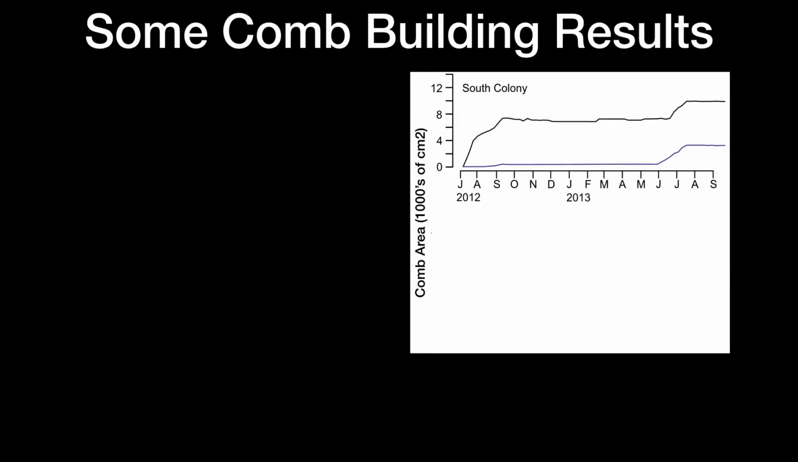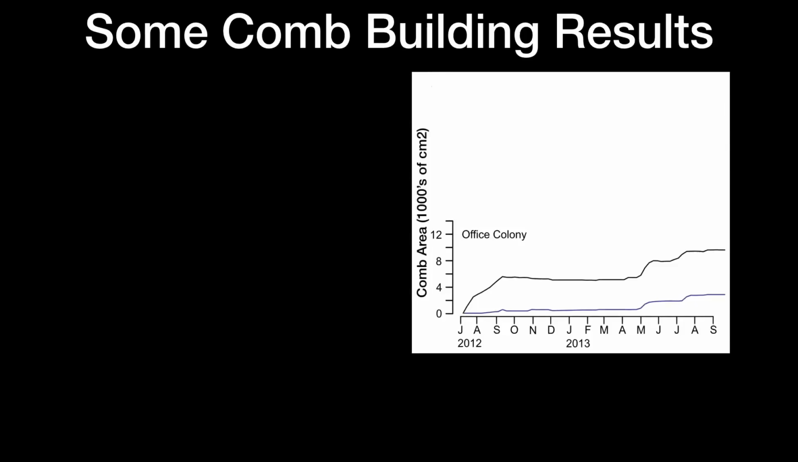South colony, another similar story. We get a lot of comb right at the beginning. They slow down. There's no comb building over the winter time. And then in the next year, they built a heck of a lot of drone comb. This is, remember, the colony that wasn't able to swarm, but they did build a lot of drone comb. And they also added more worker comb in their second year.